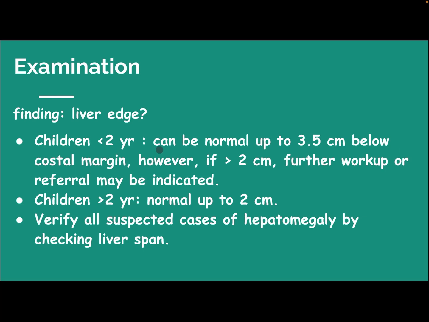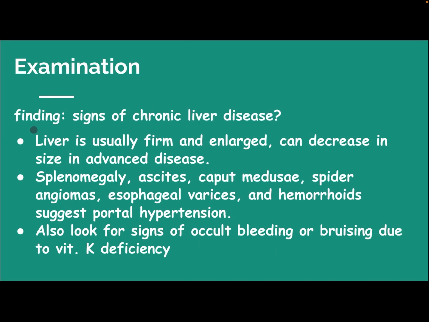Examination. Finding liver edge. Children less than 2 years can be normal up to 3.5 cm below the right costal margin. However, if more than 2 cm, further workup or referral may be indicated. Children more than 2 years, normal up to 2 cm. Verify all suspected cases of hepatomegaly by checking liver span.